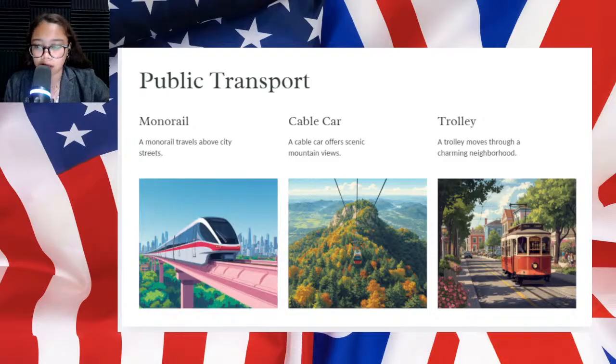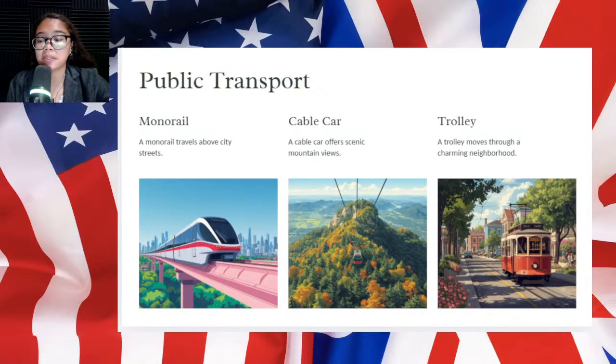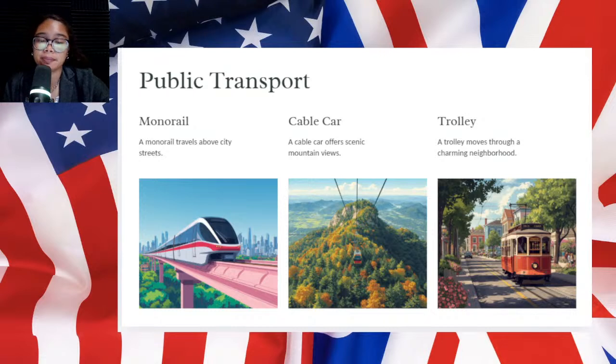Where were we? Next is the trolley. This is the heart of the neighborhood. It looks the same as a tram. Now, what's the difference between the two? Let's start by defining what a trolley is. A trolley is a classic, charming vehicle that moves through a neighborhood on tracks built into the city street.